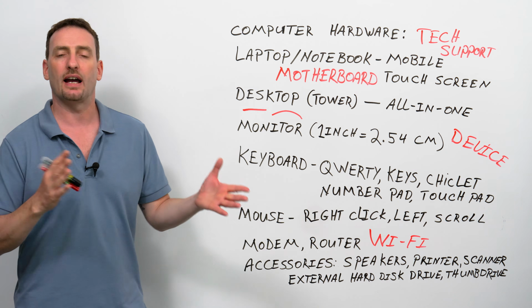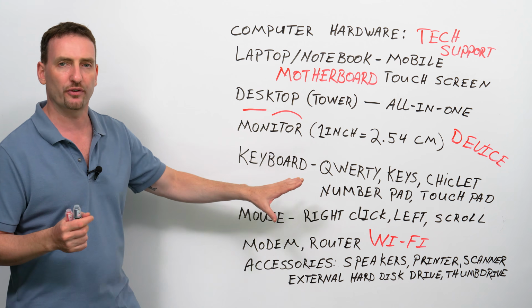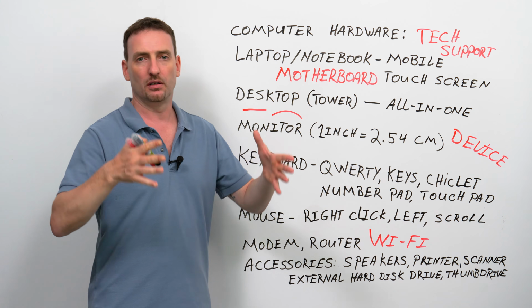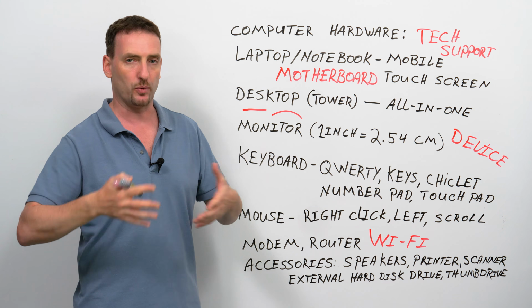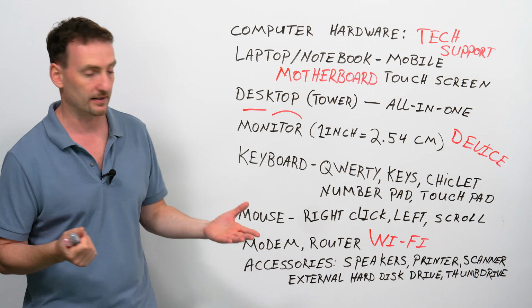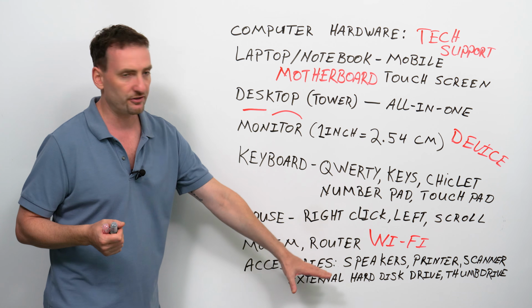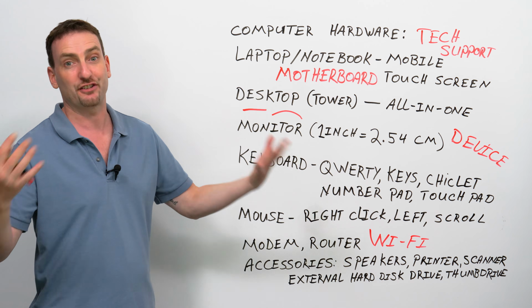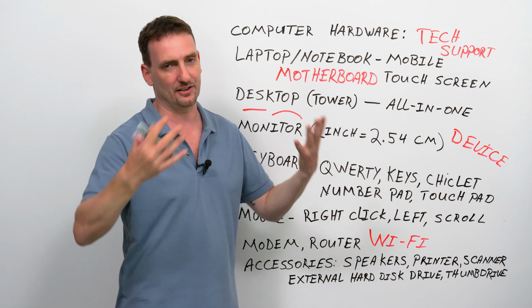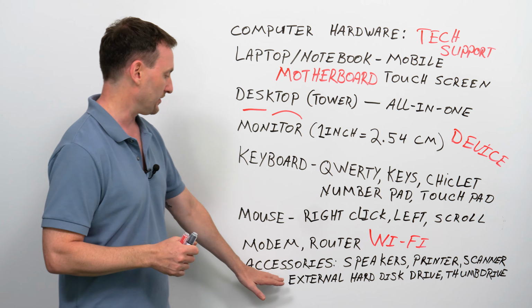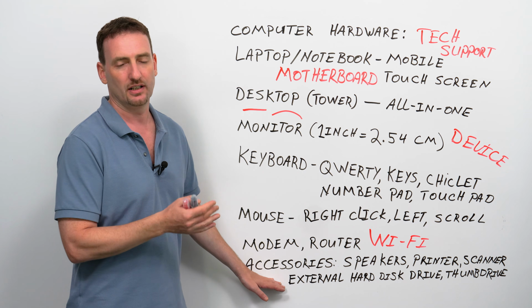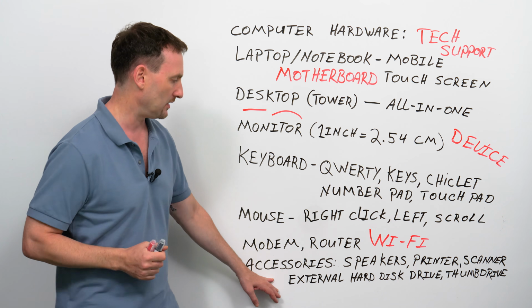Then you have all your accessories. So what we've looked at so far, these are the essential pieces of the computer setup if you want to do computing, if you want to get on the internet. Now, all these extra things are extra. You don't have to have them, but they do make life a bit easier. So they are called accessories. They're not necessary, they're extra.